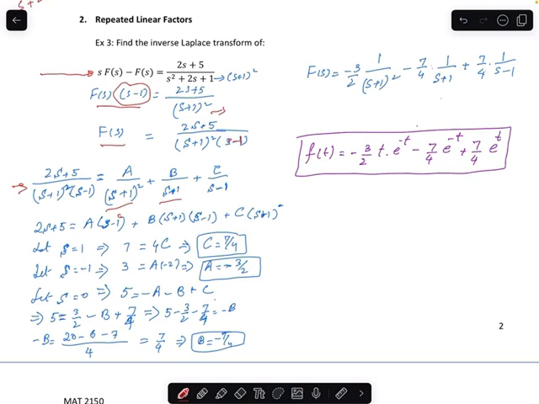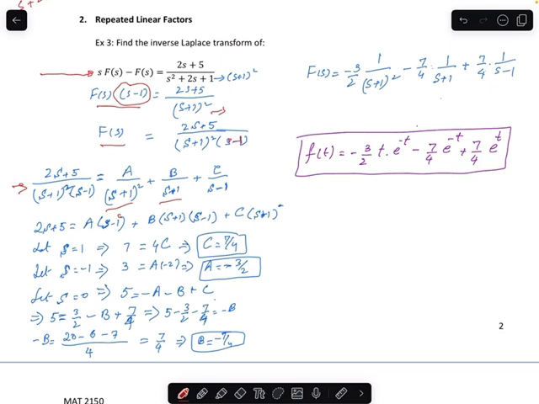So you have to remember that when you have a repeated factor, you will write the fraction as many times as it is repeated, and the denominator will start with the highest power and go down 1 less each time until you arrive at the power of 1. Plus c over s minus 1, which was the extra linear factor there.